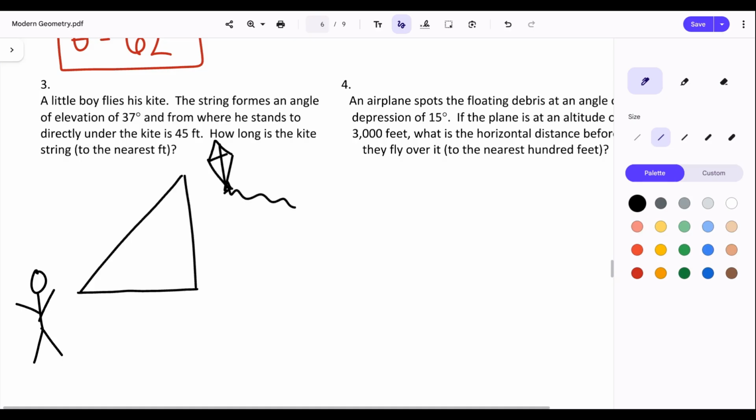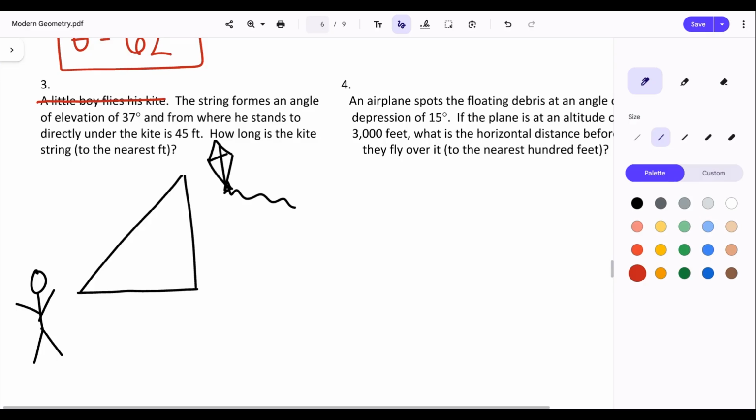Okay? So I've got my kite up in the sky here. Let's read through the problem again and let's label our sides. A little boy flies his kite. I'm just going to cross off stuff as we go. Nothing in that was very useful to me. The string forms an angle of elevation of 37 degrees.